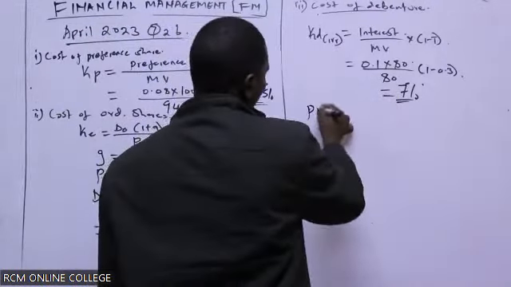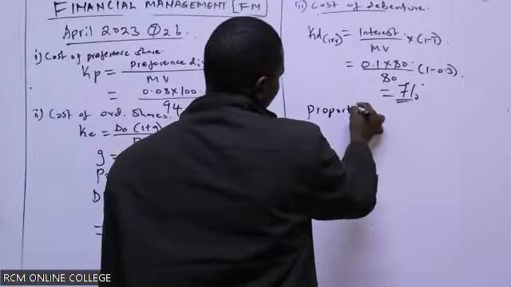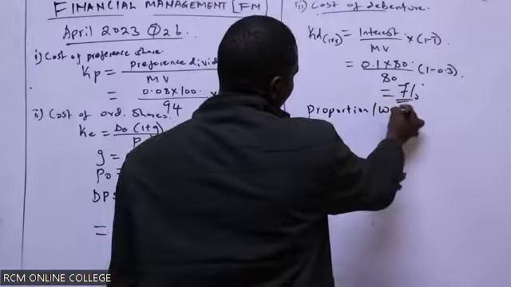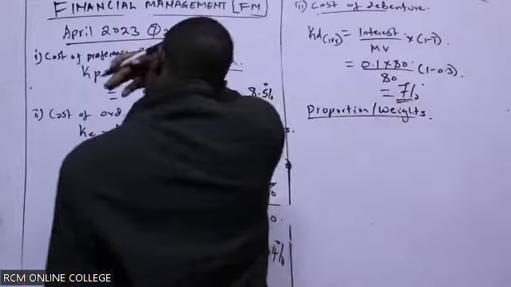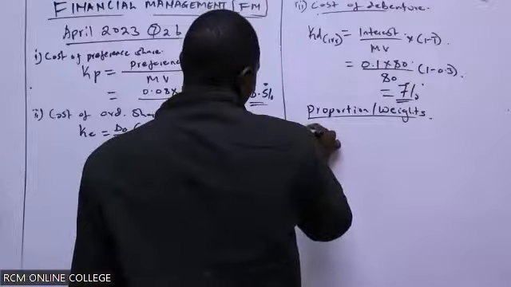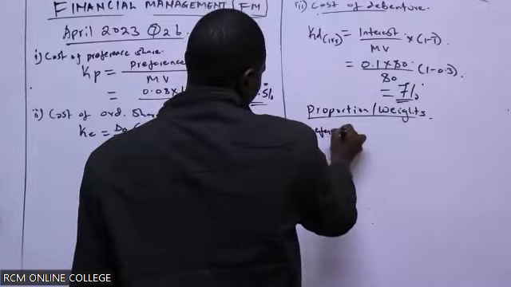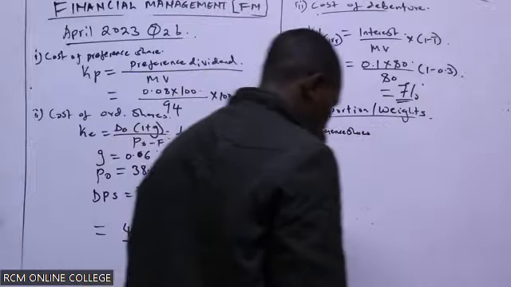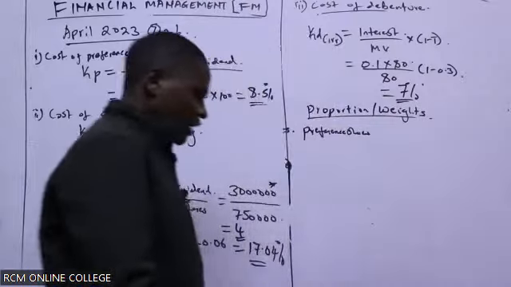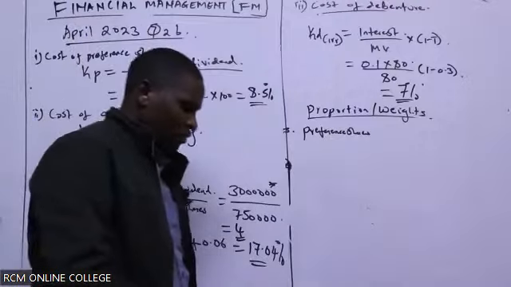So let's get the proportion or weights. So tunaweza anza tu na yenye tuko nayo hapa juu, cost of KP, preference share. Preference shares. Value ya preference share ni ngapi?